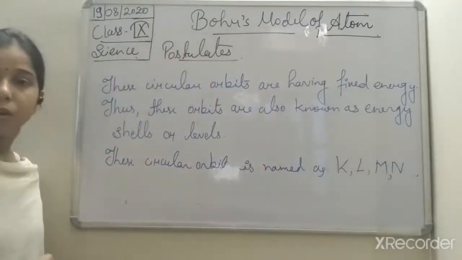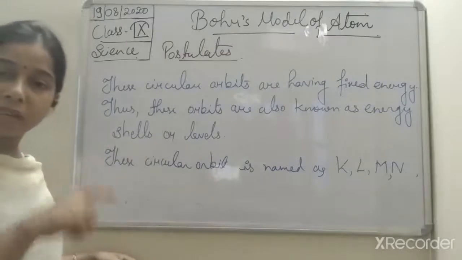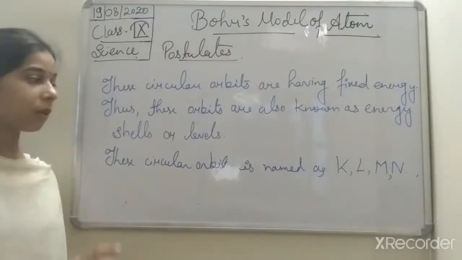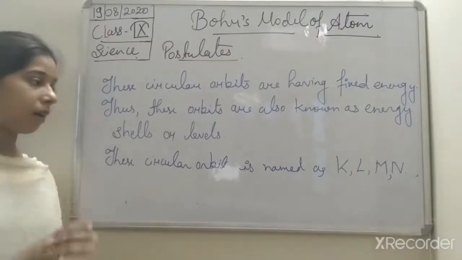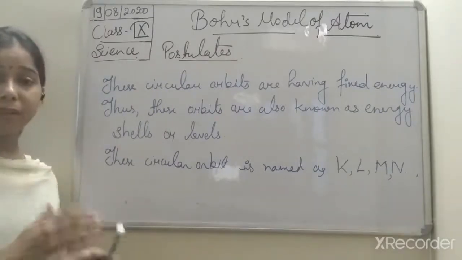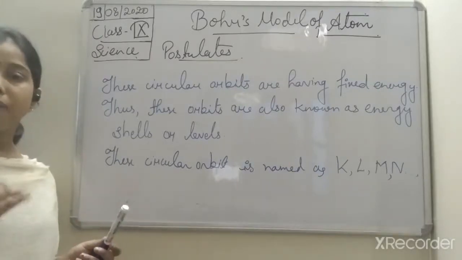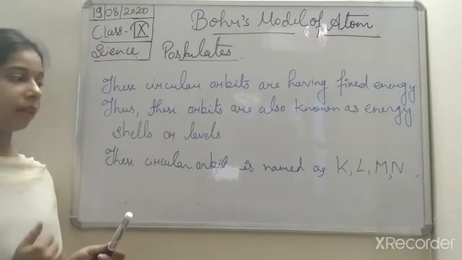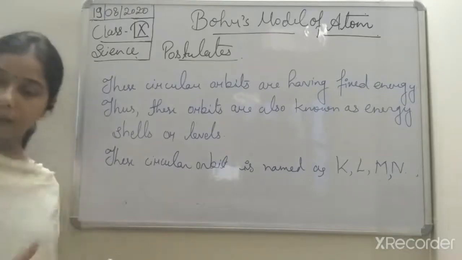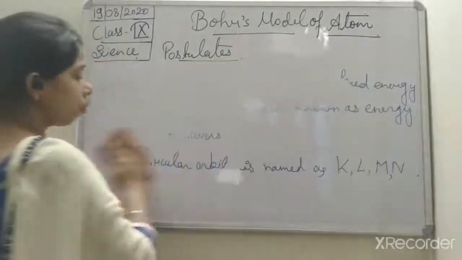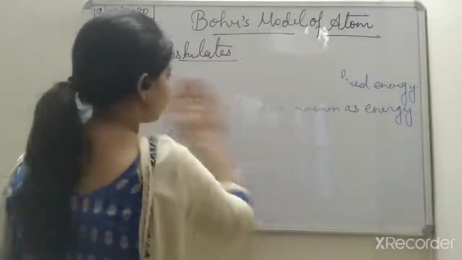Like that. Okay, so if different shells are there, if different orbits are there, we can say that these orbits are having a name. There are a lot of orbits present around the nucleus, and we have given a name to them like KLMN. So I'll show you how it is for students. Then we will go further with the next postulate.